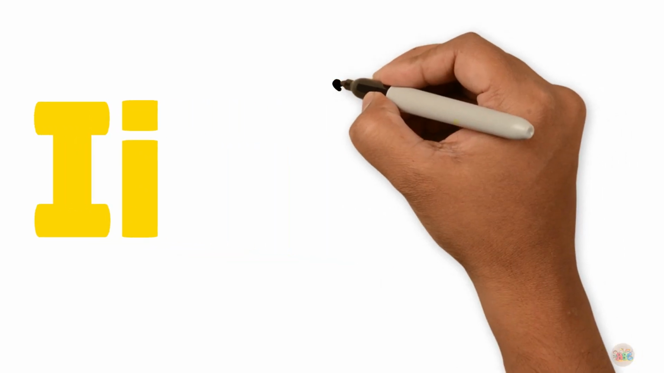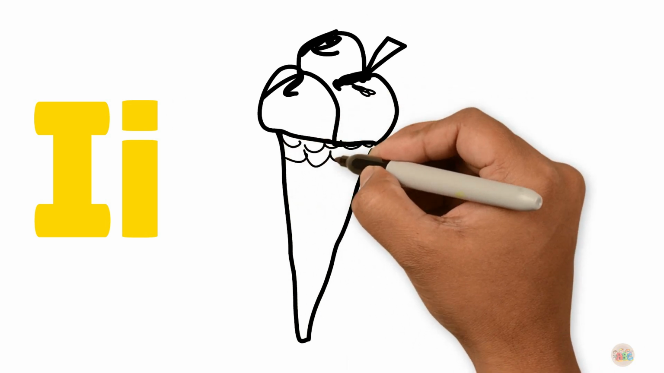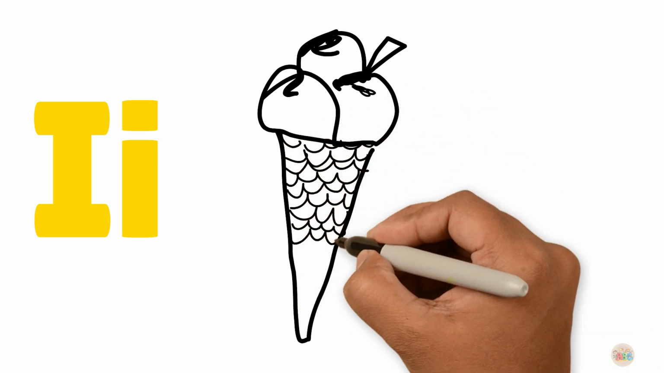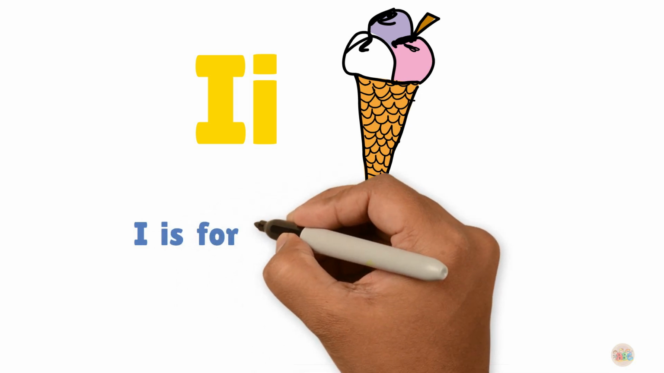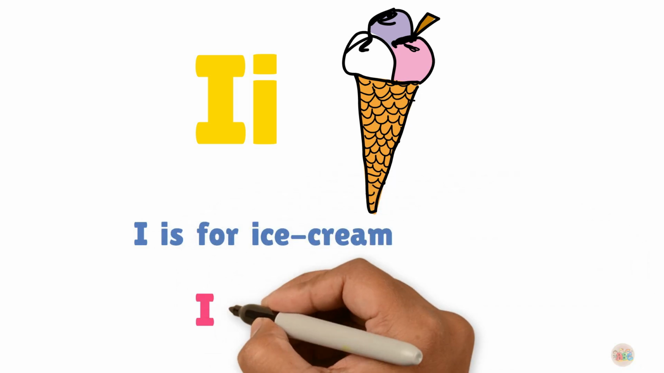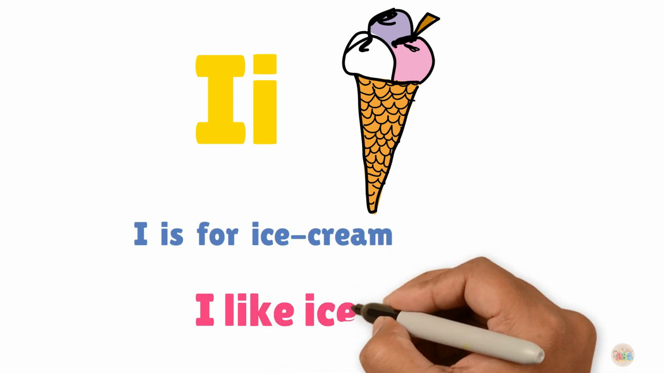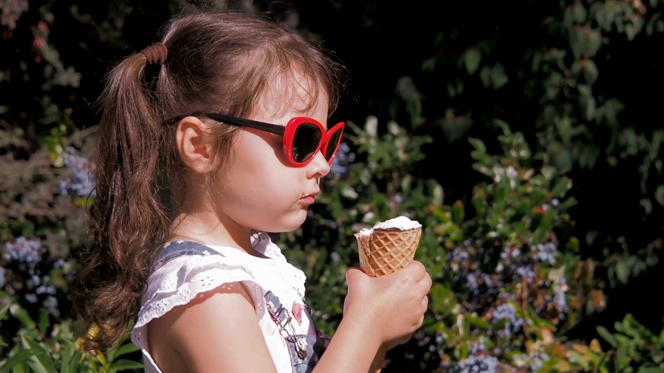Say with me. I. I is for ice cream. Again say with me. I is for ice cream. I like ice cream. Now it's your turn.